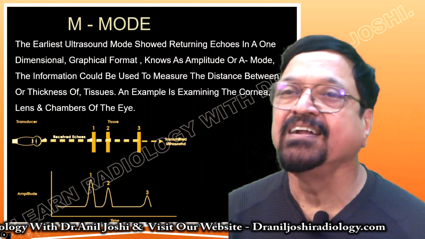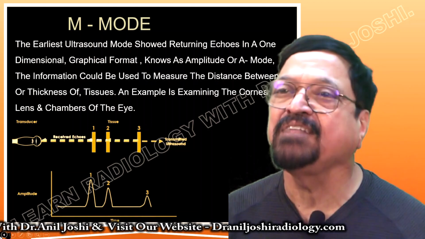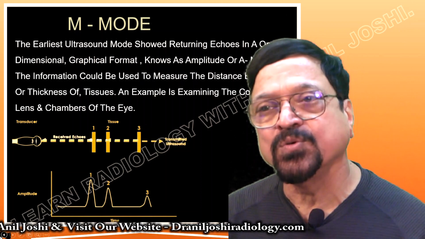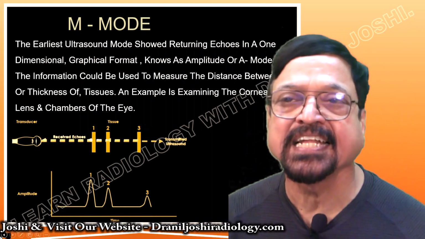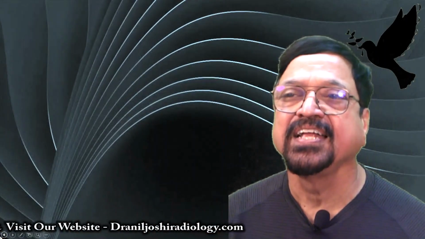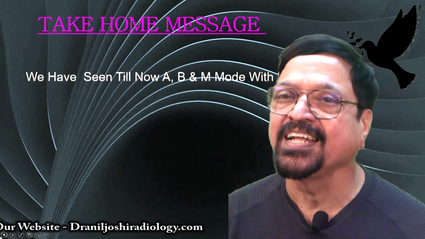echocardiography. The earliest ultrasound mode showed return echoes in a one dimensional graphical format known as amplitude or A mode. The information could be used to measure the distance between or the thickness of tissues, for example that of the cornea and the chambers of the heart. With that, we are coming to the end of this lecture.